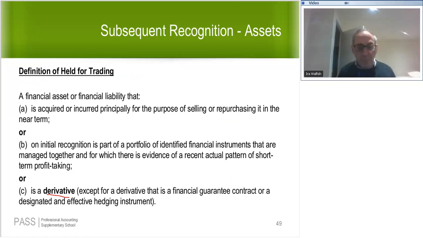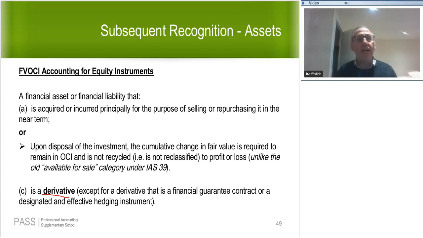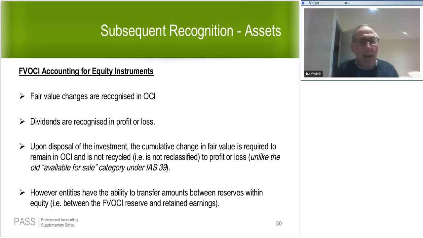Now, if I meet the condition and make this irrevocable decision to use the FVOCI category, and again it's irrevocable, I can't change my mind, and I can only do that for assets that are not held for trading, then any change in fair value goes through to OCI rather than the income statement. Dividends I receive on those shares go through to my P&L. Upon disposal of the investment, the cumulative change in fair value remains in OCI and does not get recycled.